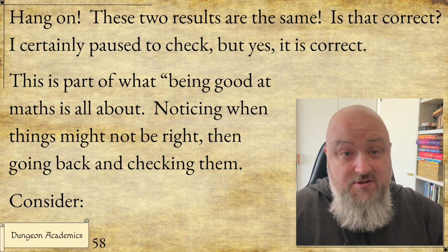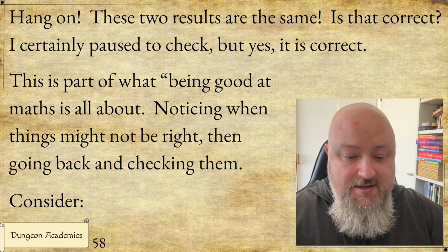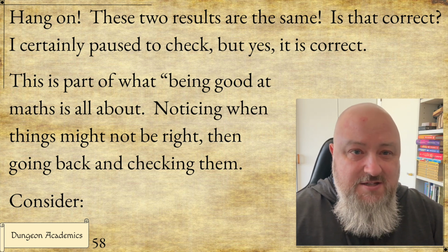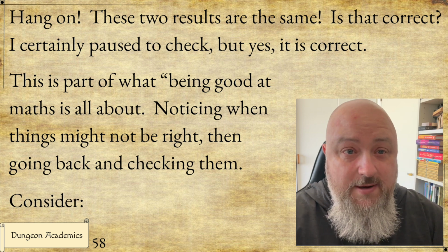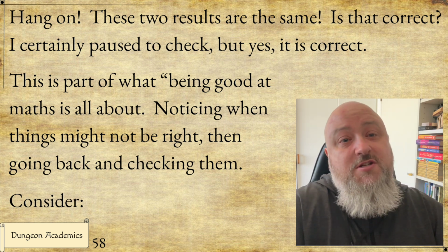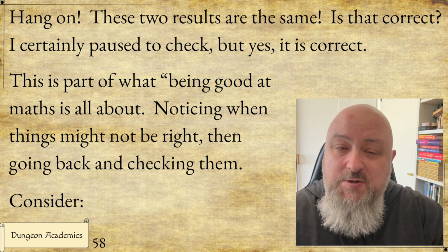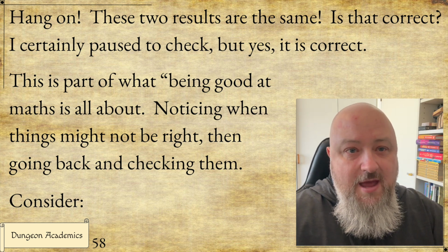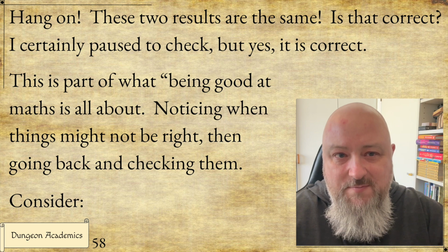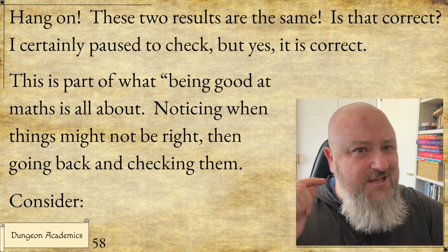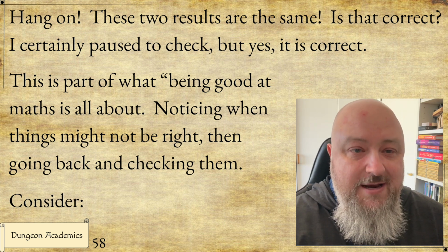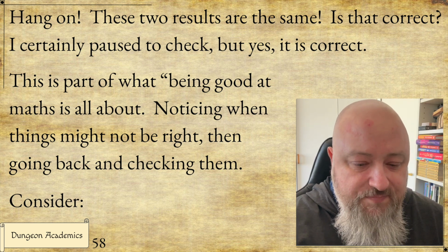I have a philosophy when I'm teaching maths, and that is everyone makes mistakes. To make mistakes is human. But being good at something means you can spot those mistakes and then you can go back and fix them. And the fact that these two numbers were the same for me triggered my, is this right response? So let's go back and have a look. Why are these the same?